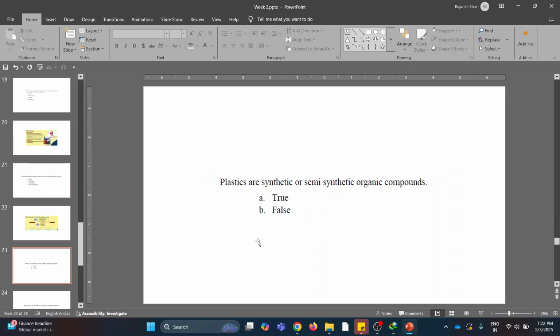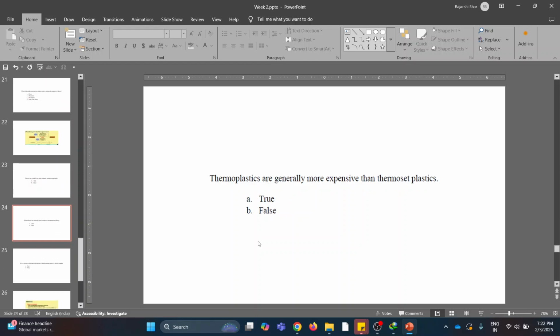Okay, so I will go a bit slower. Then, plastics are synthetic or semi-synthetic organic compounds. So it is true. After that, thermoplastics are generally more expensive than thermoset plastics. It is also true. After that, H2O is used as a solvent in the production of cellulose nitrate plastics to dissolve camphor. It is false. H2O can't be a good solvent for camphor.